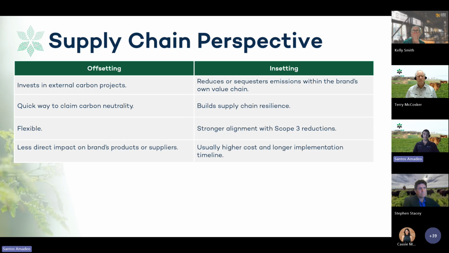From the supply chain perspective, again, as I said prior, using the same example, offsetting in the case of McDonald's would be investing in avoided deforestation in Papua New Guinea. That has nothing to do with their scope 3 or their emissions, whereas insetting in their case would be working with producers in trying to lower their carbon footprint, which at the same time will help McDonald's claim that they are reducing their scope 3 emissions. That's it in a nutshell.